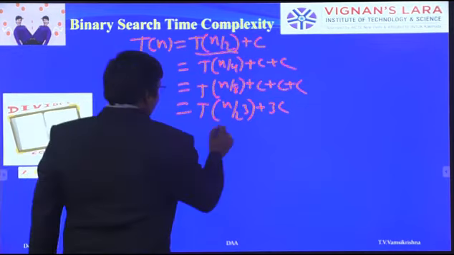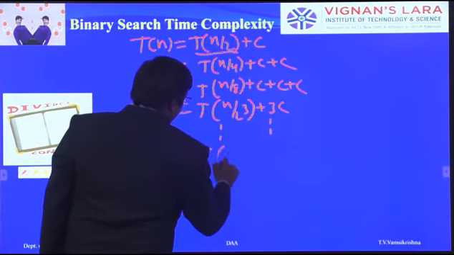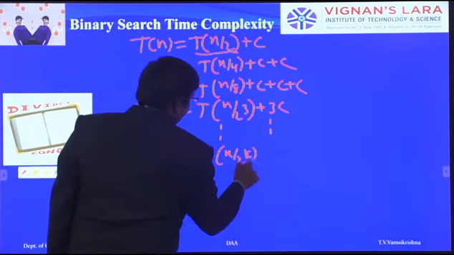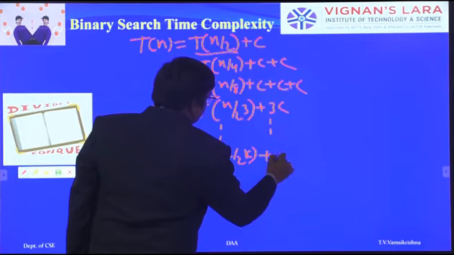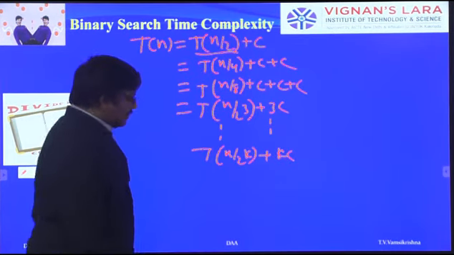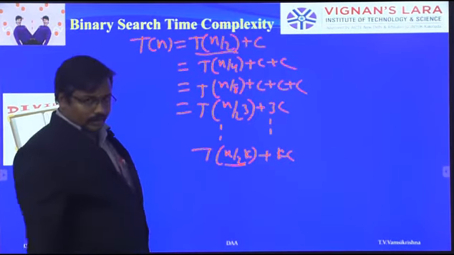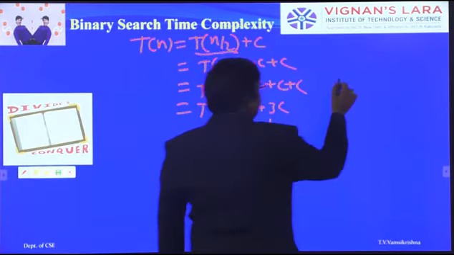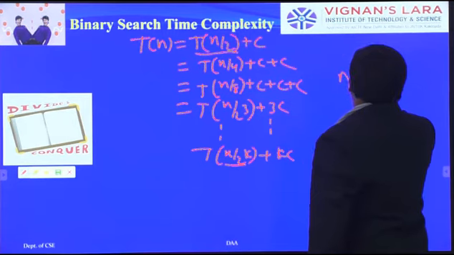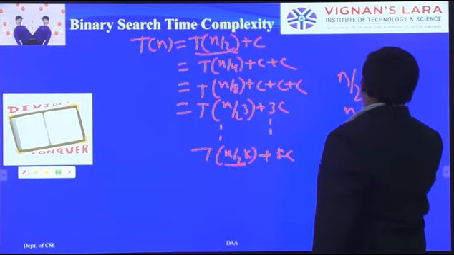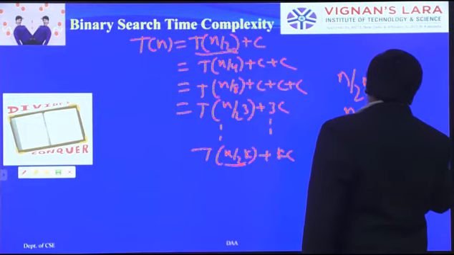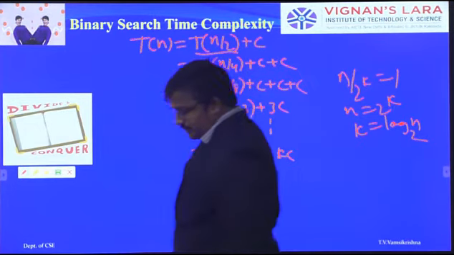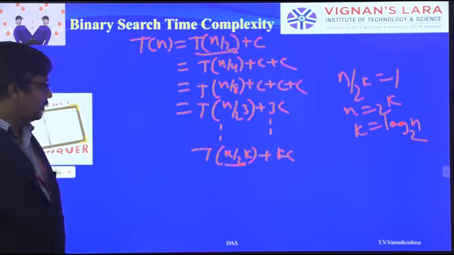Right. So for this case, T of n by 2 power k plus kC. At some point definitely it should be 1. So n by 2 power k is equal to 1. So n is equal to 2 power k. So k is equal to log n base 2. This is the case.